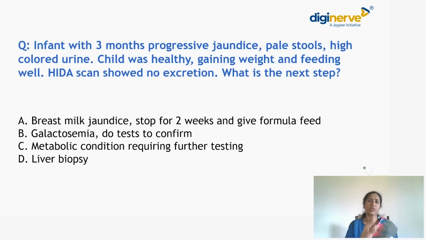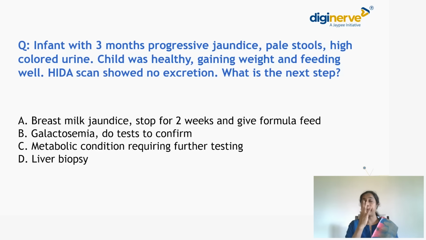Usually, these are infants around 3 to 4 months of age. This child has been doing well, however, started having deepening jaundice. Stools are pale, urine is high colored. This implies obstructive jaundice. High colored urine means conjugated bilirubin is excreted. Pale stools mean the bilirubin is not excreted from the bile into the intestine, so there is no formation of stercobilinogen. The stools look pale.